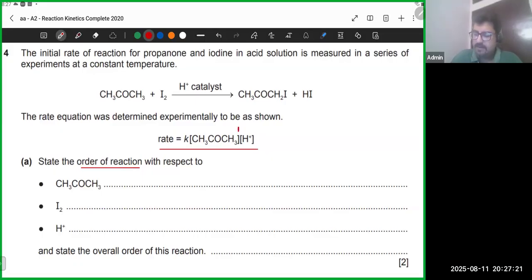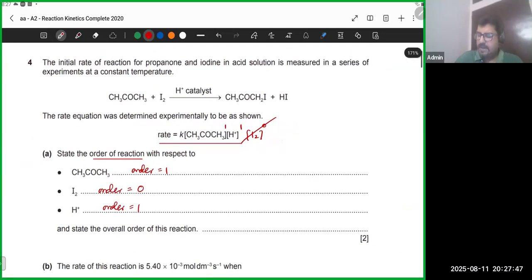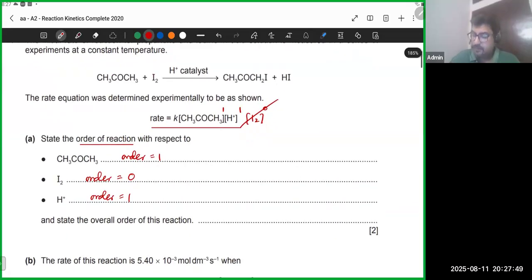CH3, that's obviously order one. Now if nothing is written, that's obviously order one, that's power one. H plus is also power one. Now I2 is missing, so that means I2 must be order zero. That's why you don't write it. So it's obviously order zero. And state the overall order of the reaction. The overall order of the reaction is you sum up the powers, and that's going to be 2.